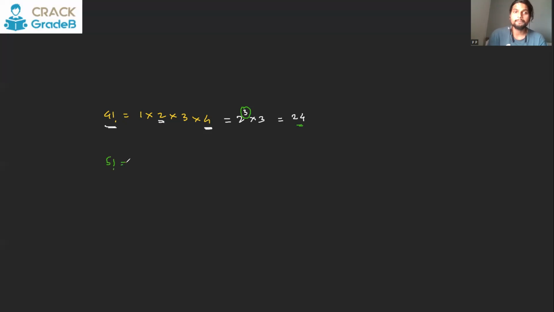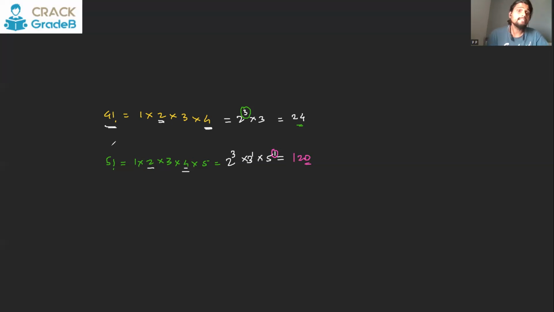Now 5 factorial will be 1 into 2 into 3 into 4 into 5. If you write the prime factorized form, it is 2 raised to the power 3 into 3 raised to the power 1 into 5 raised to the power 1. So now we have 3 number of 2s and 1 number of 5. So the critical will be 5. That's why there will be 1 trailing zero. 5 factorial is 120, so there is 1 trailing zero.